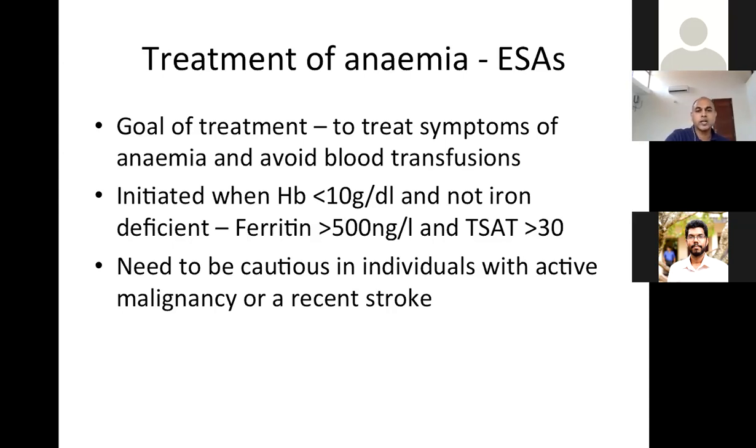Usually, ESAs are not started until the hemoglobin is less than 10. So that's the standard. Anemia is defined as less than 12 in females and less than 13 in males. But even if they are below those levels, if their hemoglobin is above 10, normally you don't start erythropoiesis stimulating agents. Only if it's less than 10 we generally start. But of course, if the patient is symptomatic, even above 10, we might sometimes consider it. And of course, we need to make sure that the patient's iron status is okay.